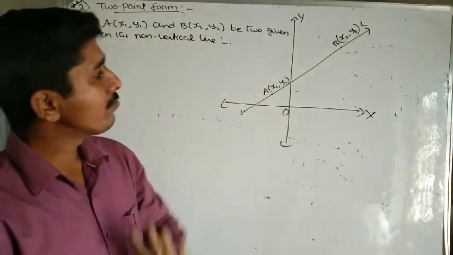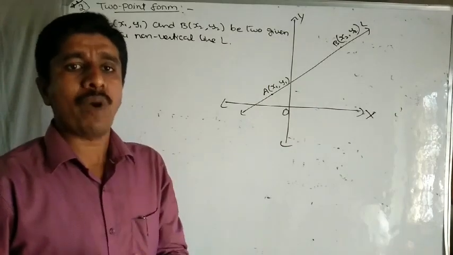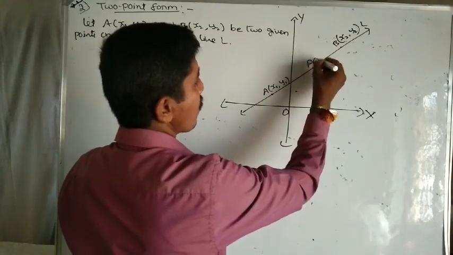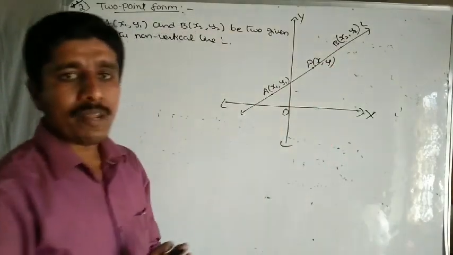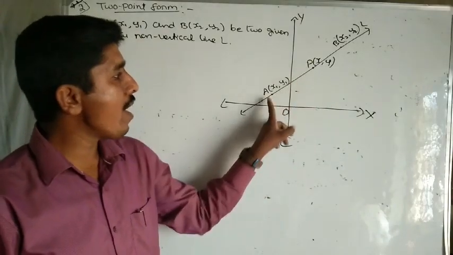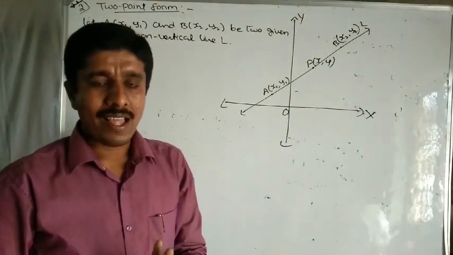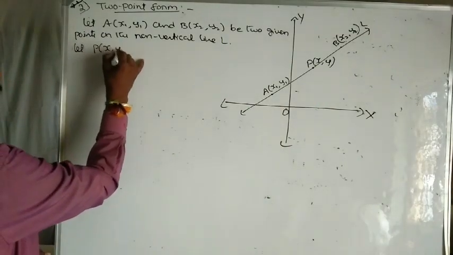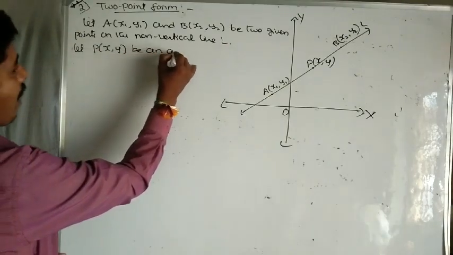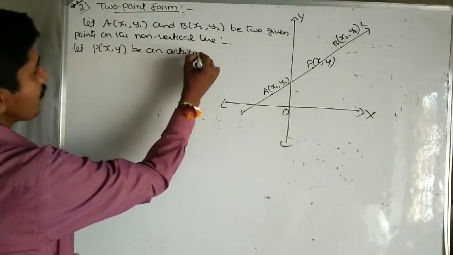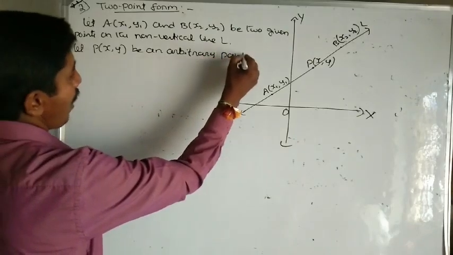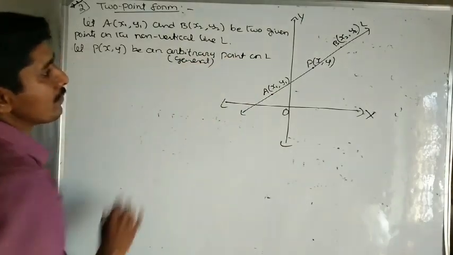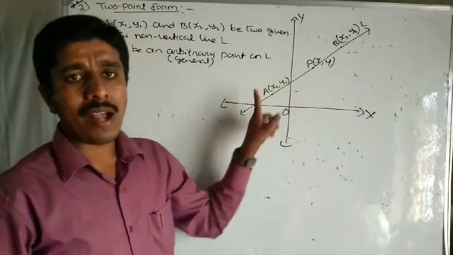Now I am taking a point P, meaning an arbitrary point. Let its coordinates be x comma y. Arbitrary point means this point lies anywhere on the line L. Let P of x comma y be an arbitrary point on the line L. Here arbitrary means a general point. This point lies anywhere on the line.